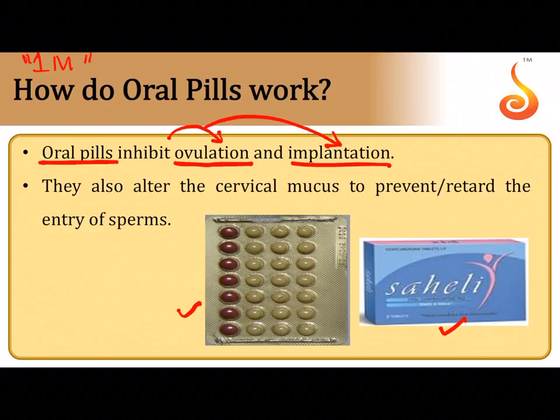They work by another method. They also alter the inner lining, the mucus covering of the inner wall of the cervix. And so they will prevent, suppress or retard the movement of the sperm when they are crossing the cervix. The sperm find it very difficult to cross through the cervical mucus because it is altered by the oral pill, and so the sperm may get killed in the cervix itself. Obviously, if the sperm get killed in the cervix, they do not reach the uterus or the fallopian tube, so there is no question of fertilization. Okay?